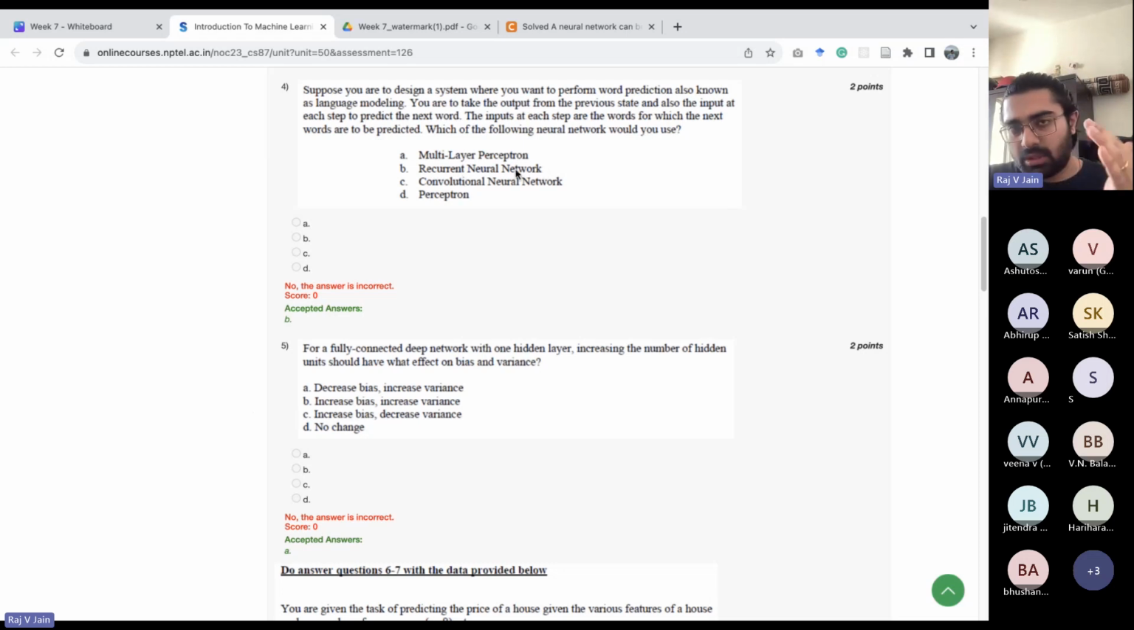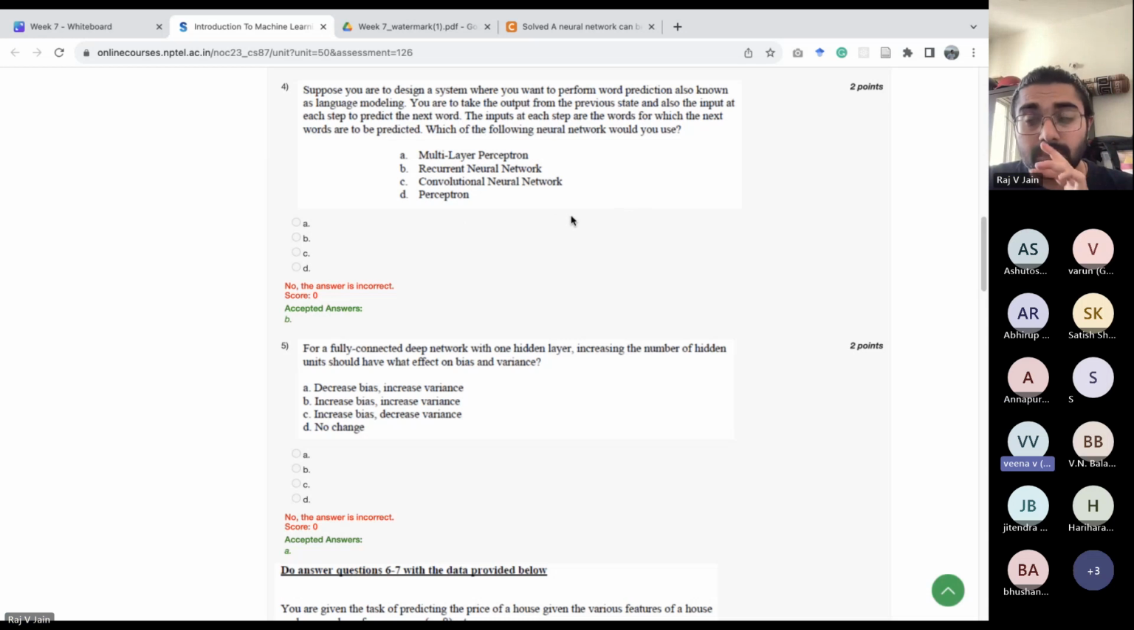A few slides that you had last time about recurrent neural networks: it can handle sequences, right? It can handle things which have a temporal or sequential order among them. That's generally when we use recurrent neural networks. Convolutional neural networks are used when you have spatial patterns involved, which is generally the case with images. Multi-layer perceptron and perceptron are general use cases which can be applied to any problem.